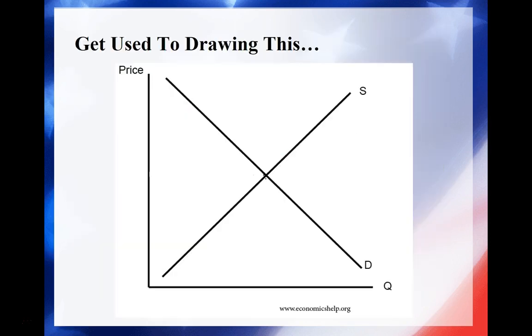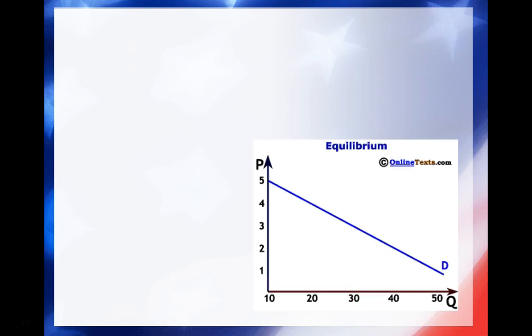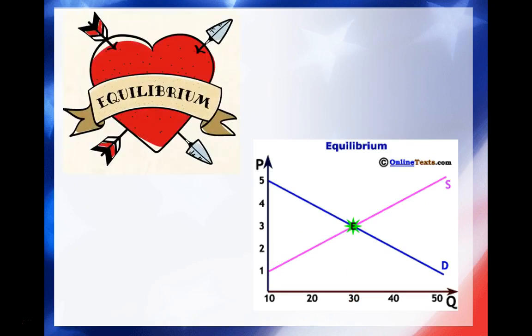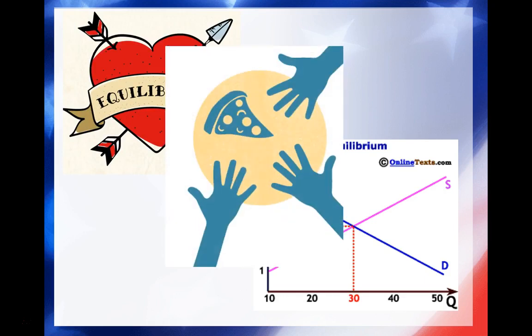One of the things I'd like you to do is get used to drawing this shape. Price is on the top, quantity is on the bottom, demand slopes down, supply slopes up. When supply and demand meet, you reach equilibrium. This is where the willingness and ability to buy goods and services and the willingness and ability to sell goods and services meet. Meets in the middle, X marks the spot. Equilibrium does not, however, happen all the time because we are allocating scarce resources among competing and unlimited wants.